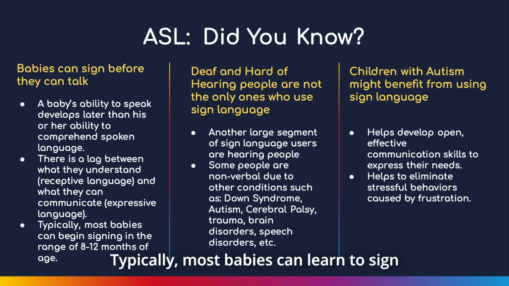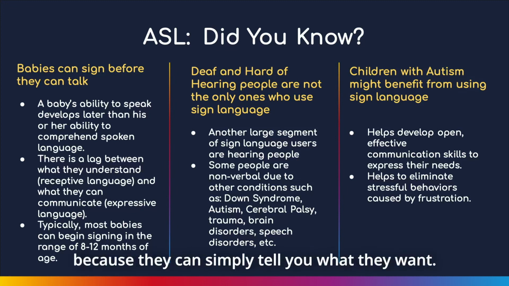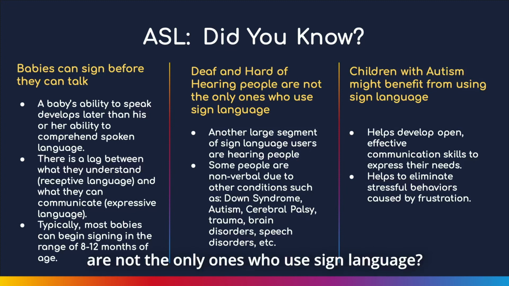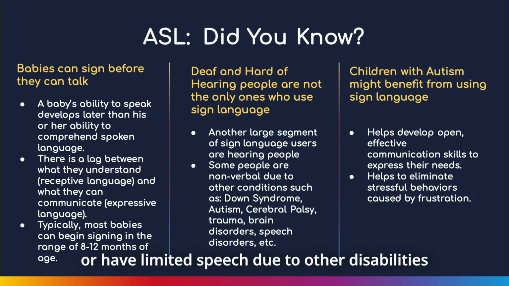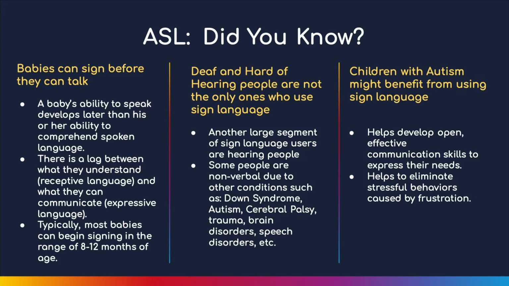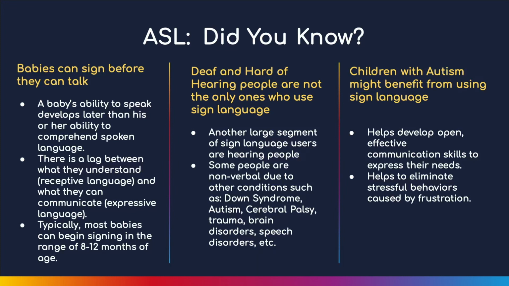Typically, most babies can learn to sign between 8 and 12 months old, and it limits frustration. They won't cry as much because they can simply tell you what they want. Did you know that deaf and hard of hearing people are not the only ones who use sign language? There are a whole host of nonverbal individuals in the world who do not have speech or have limited speech due to other disabilities, such as Down syndrome, autism, cerebral palsy, trauma, brain disorders, and speech disorders.